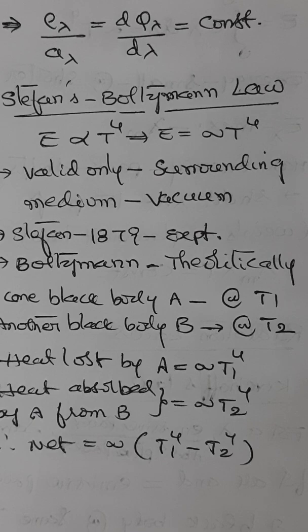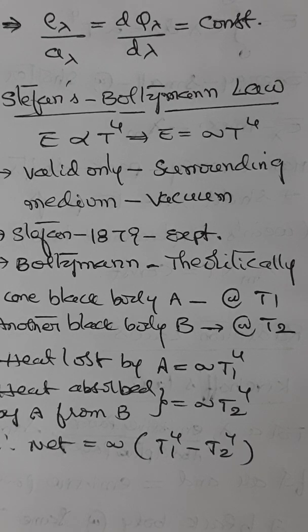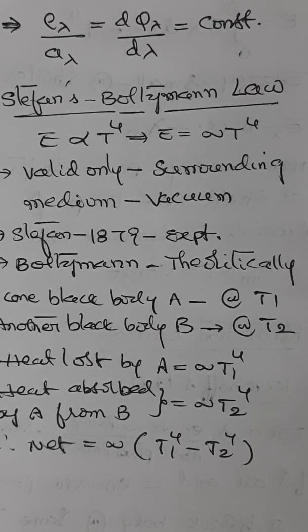Stefan established this law experimentally in the year 1879. The same law was established in 1884 by another scientist known as Boltzmann, theoretically, from thermodynamical considerations. Hence, this law is sometimes known as the Stefan-Boltzmann law.